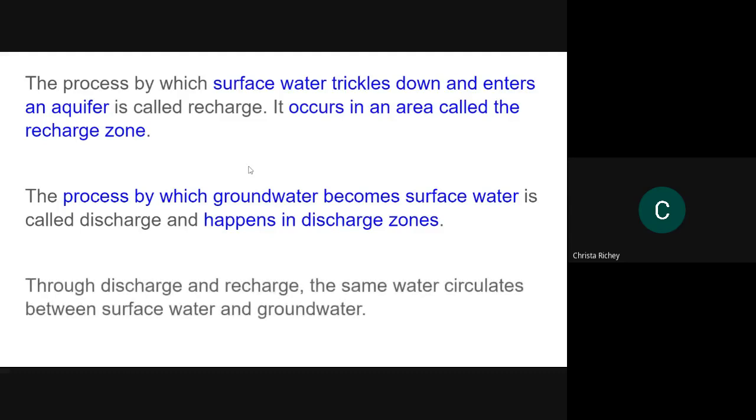Now, groundwater and surface water interchange with each other. If groundwater comes up to the surface, it's a discharge zone. If you're charging the aquifer, it's going into the ground. That's recharge. If you're removing water from the aquifer, then that is discharge. And you're going to have areas where both of these happen.